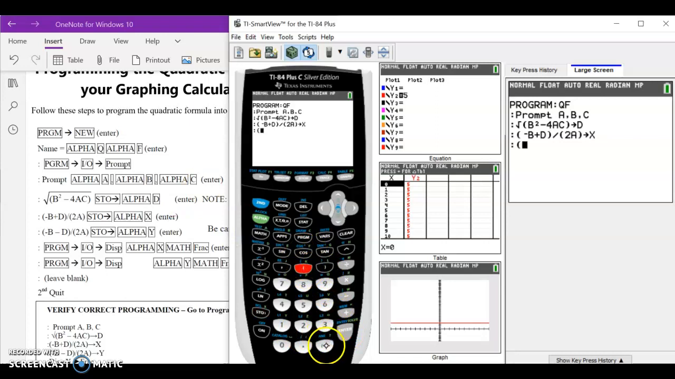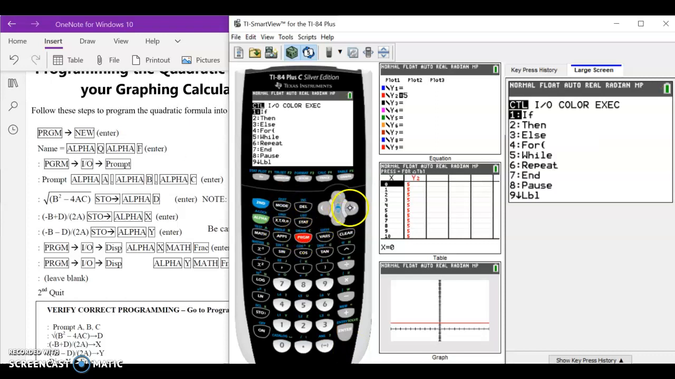And then you're going to do the same thing, but you're going to do minus D. So negative B minus D divided by 2A. We are going to store this for our Y variable. And then we are going to go ahead and say, okay, now we have X and Y. We want our program to tell us what those answers are.